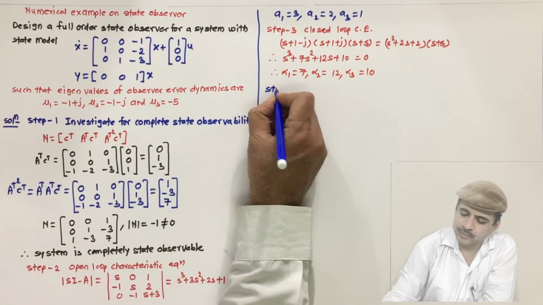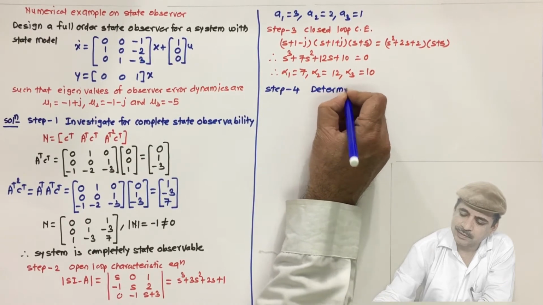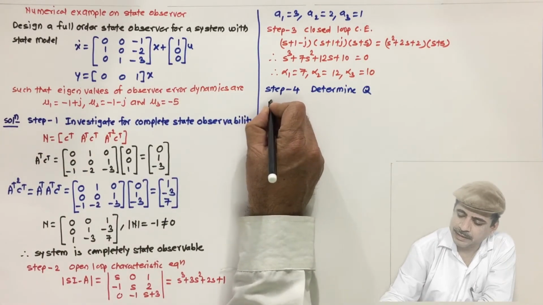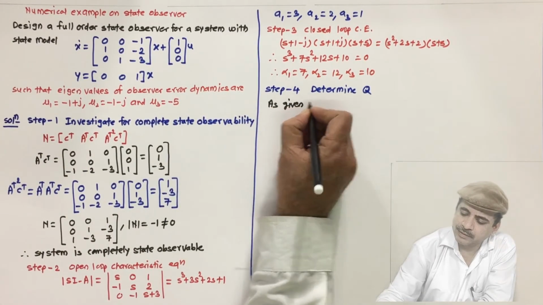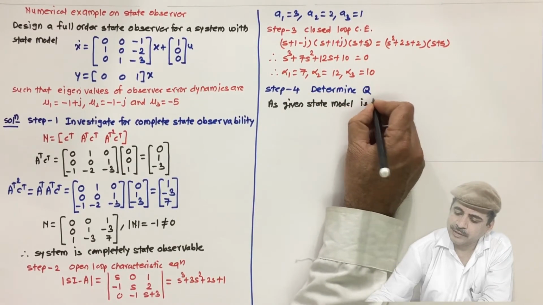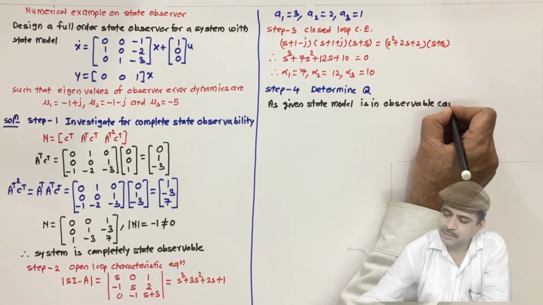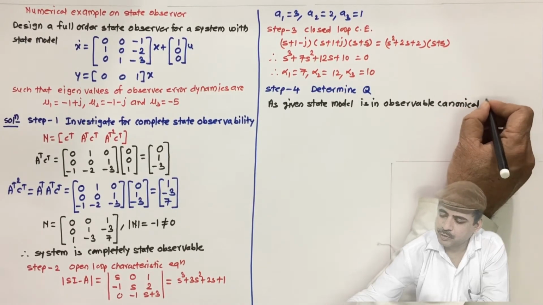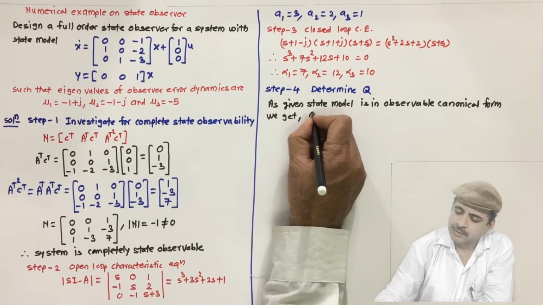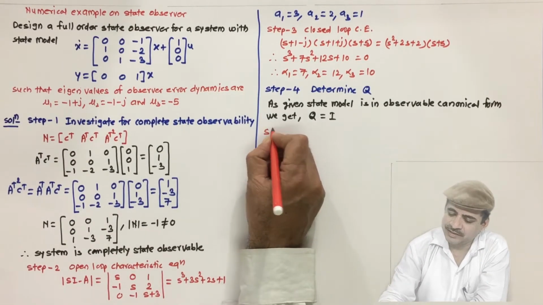And step 4, determine Q. What I can say here is, as the given state model is in observable canonical form, we get Q equal to the identity matrix. No need to calculate.